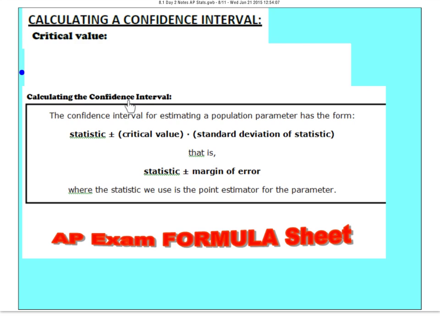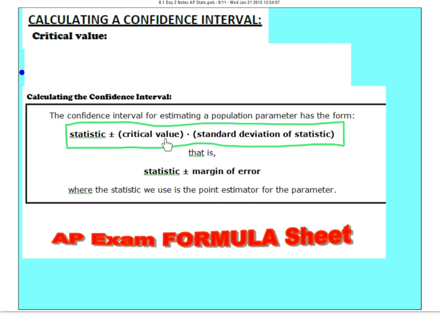Now, when you calculate a confidence interval, this right here is going to be your standard format for it. And you will find this formula on the actual AP exam formula sheet. What this says is you're going to take your statistic or your point estimate, and add or subtract to it the critical value times the standard deviation of the statistic. So this really is the standard deviation like we did back in Chapter 1.